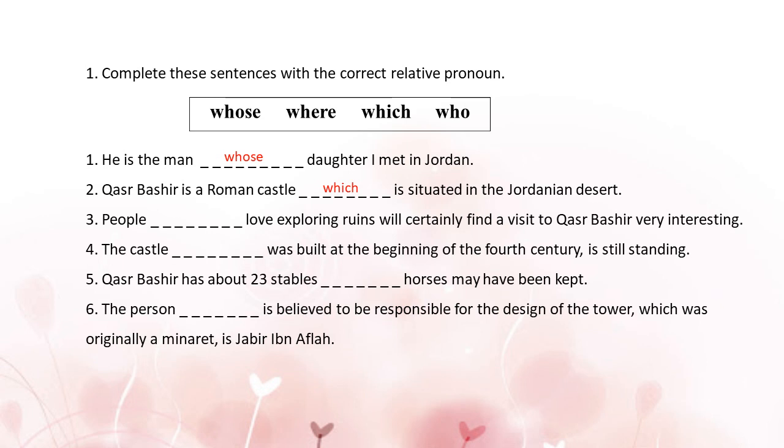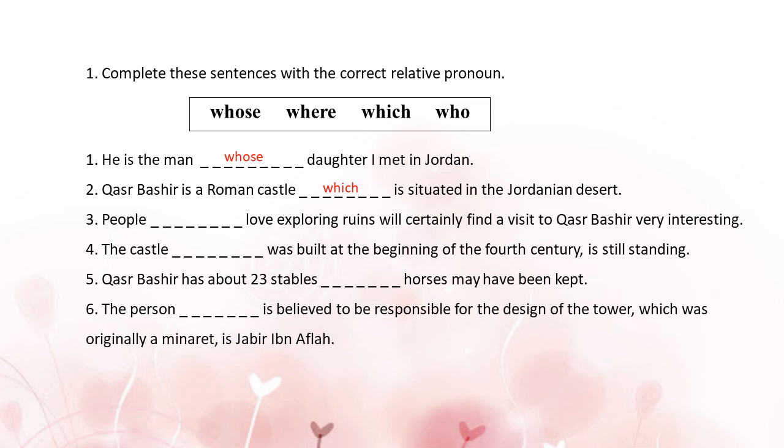Number 3. People love exploring ruins will certainly find a visit to Qasr Bashir very interesting. So you are talking about people, and you can choose whose or who. We cannot say where or which for people. If there is possession, something belonging to these people, we should write whose. If we are talking about a subject or object position, we can choose who.